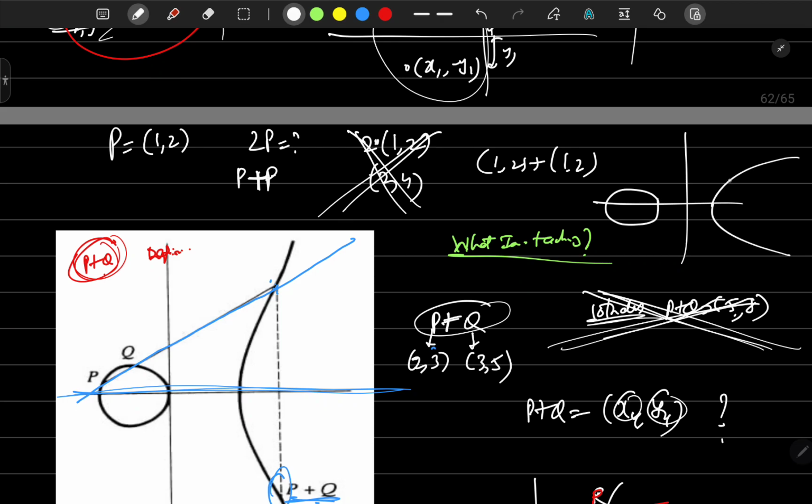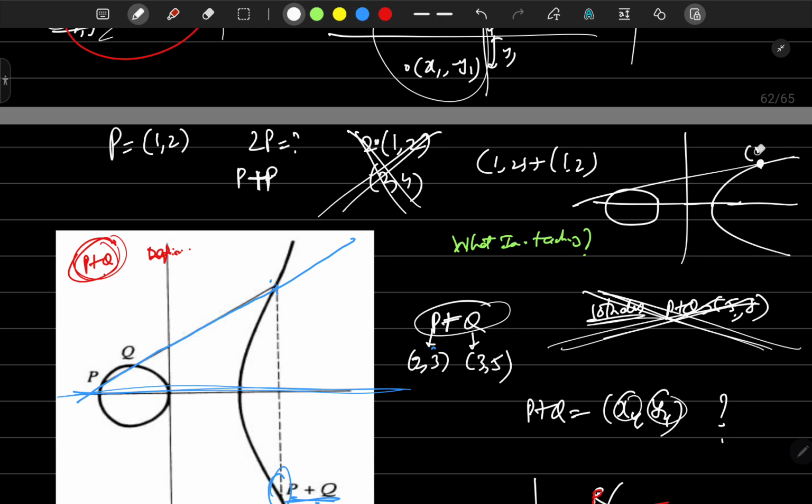1 comma 2 means some point is there. Okay, some point is there. We have taken one point like this. We are cutting exactly 1 point, and that exactly 1 point you will find out.